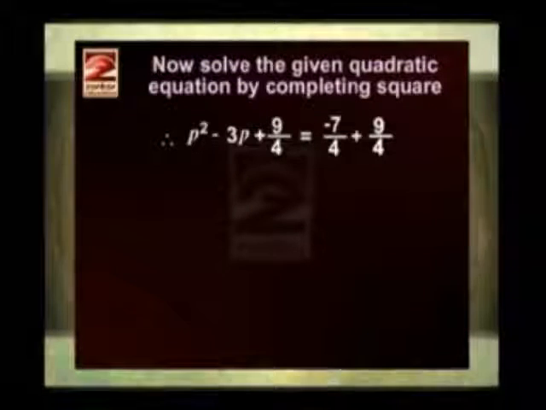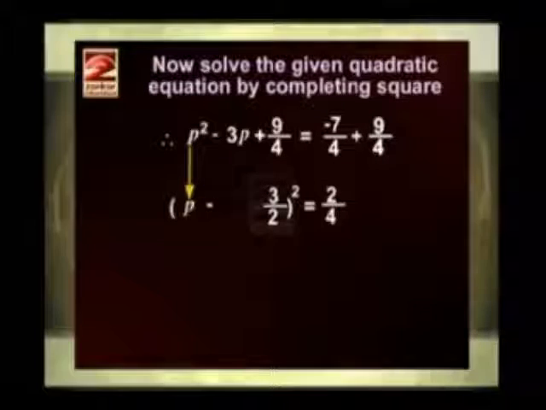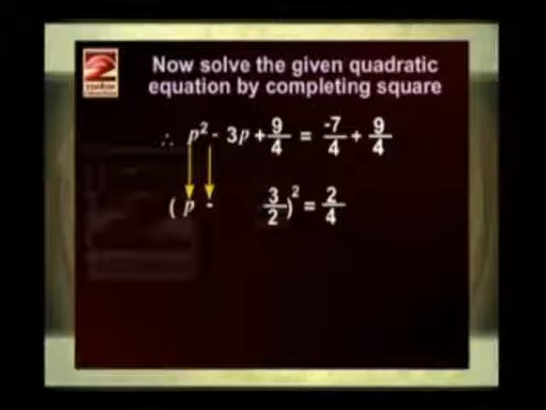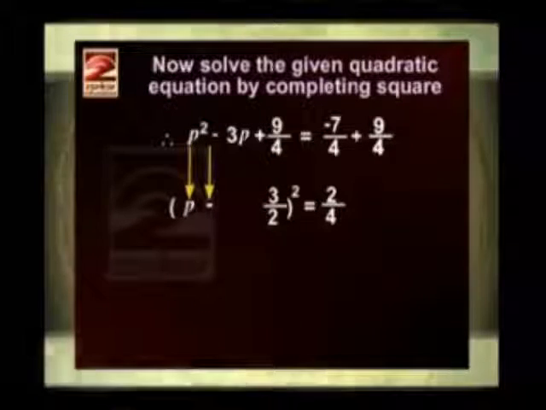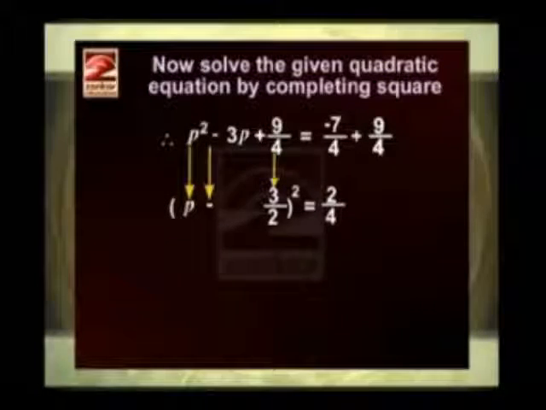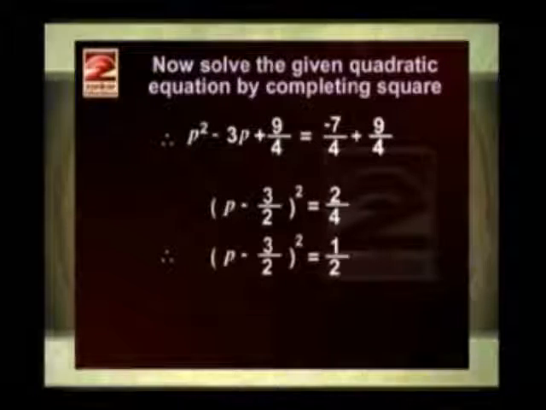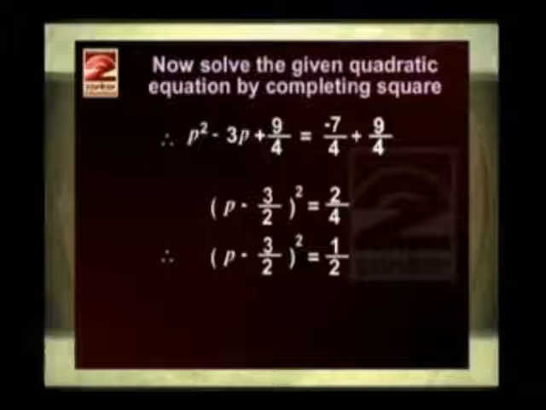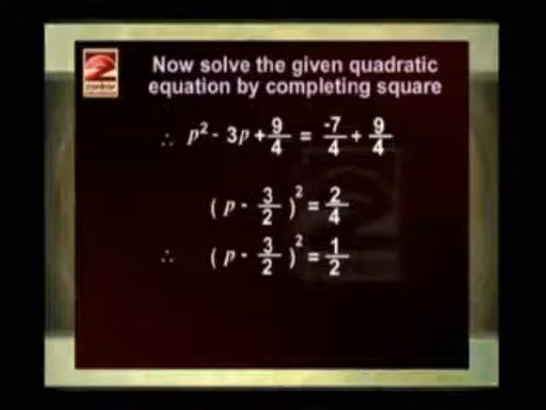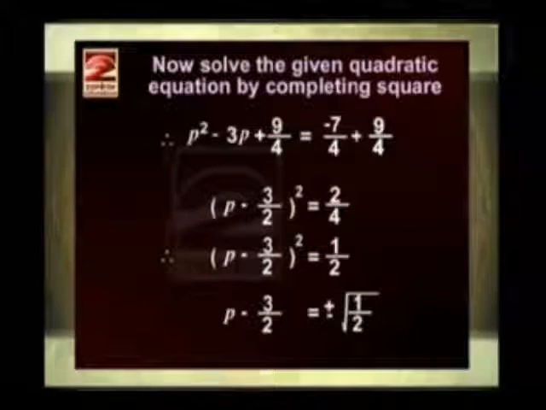plus 9 upon 4. To the left hand side, square root of p square is p, the sign of the middle term is written minus, and the square root of the third term is 3 upon 2. So (p minus 3 upon 2) bracket square is equal to 2 upon 4. Therefore, (p minus 3 upon 2) bracket square is equal to 1 upon 2. Taking square root of both the sides, p minus 3 upon 2 is equal to plus or minus under root 1 upon 2.